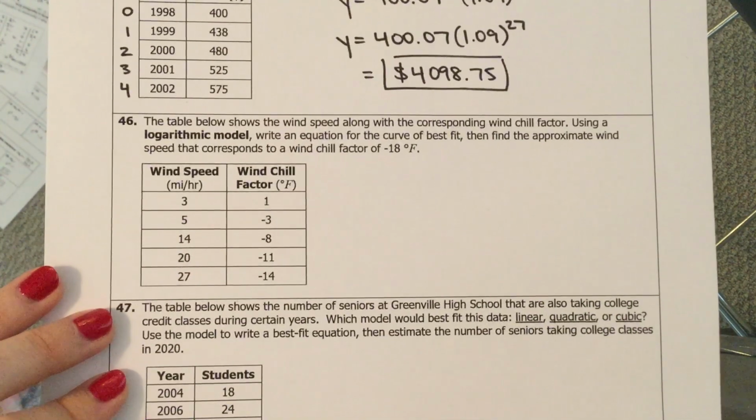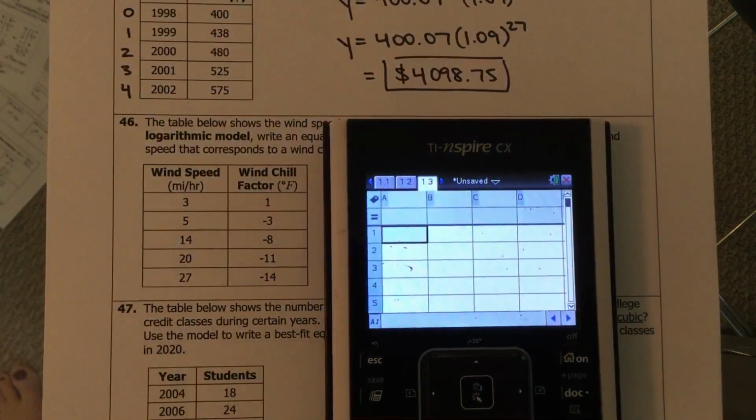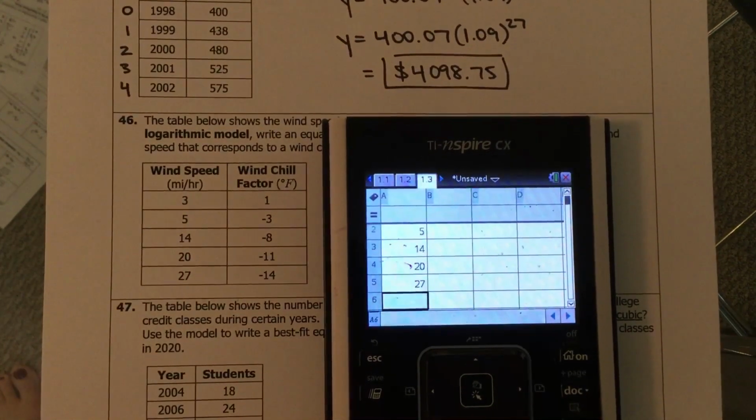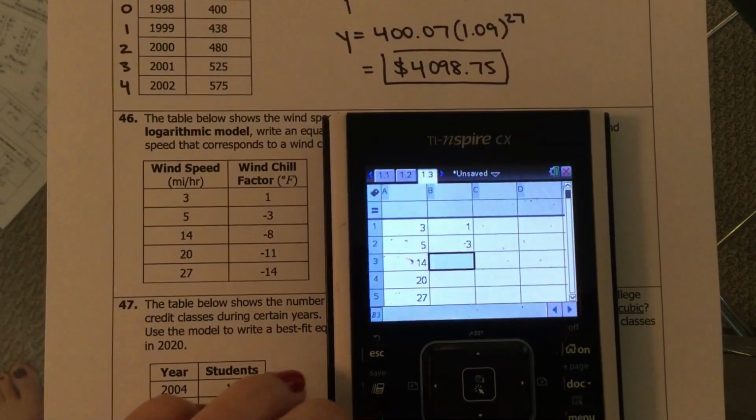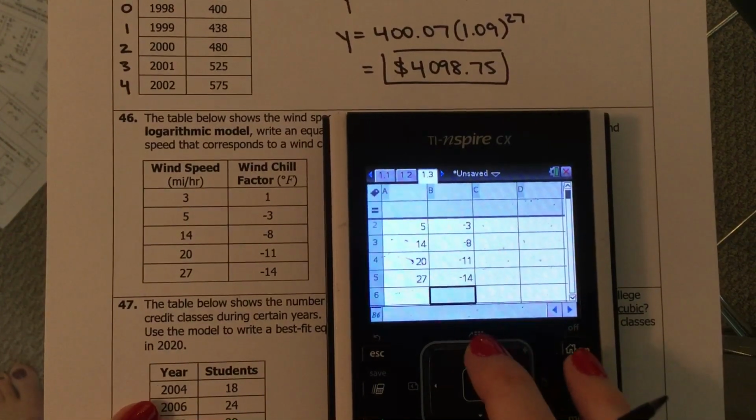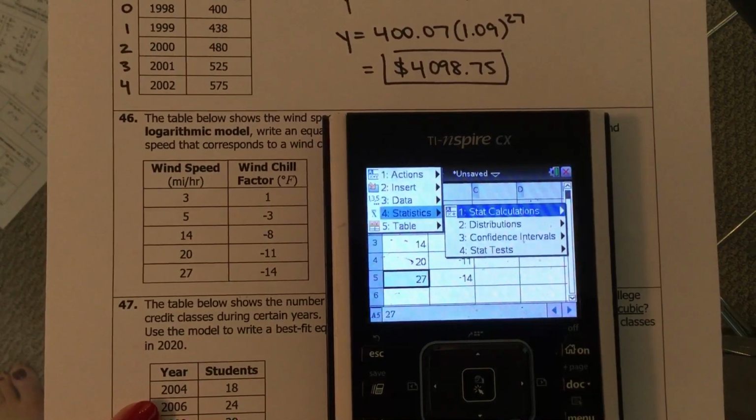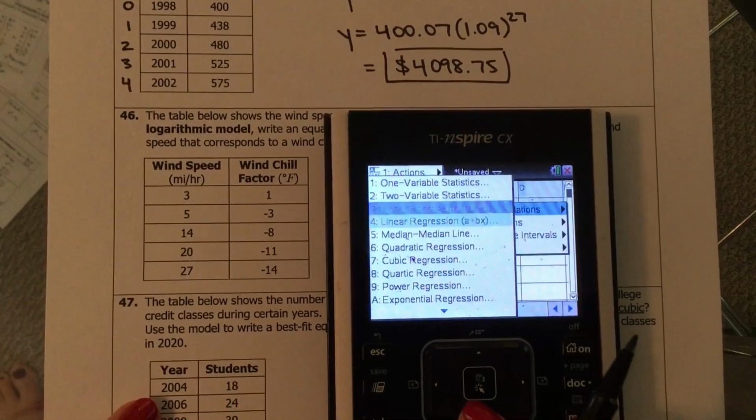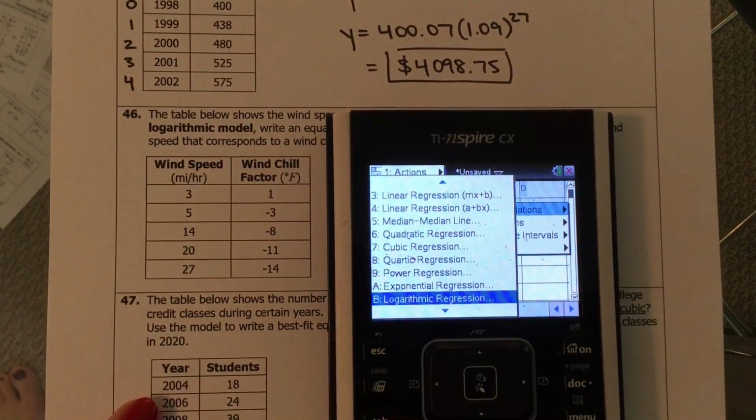For 46, we're going to do a logarithmic model. So I can go back in and get another lists and spreadsheets page. I'm going to add these values for wind speed, and then mark in the wind chill. Okay, so highlight one of these, same menu, same statistics option, same stat calculations. This time we have to go down a little bit further in order to get the logarithmic. So that's just the one right underneath the exponential.